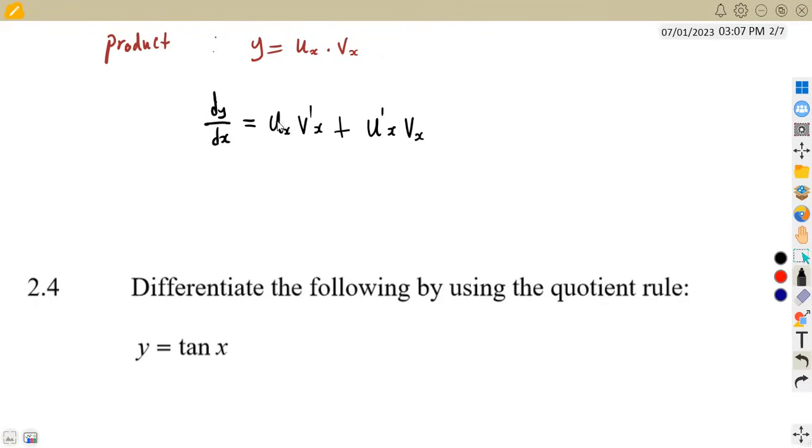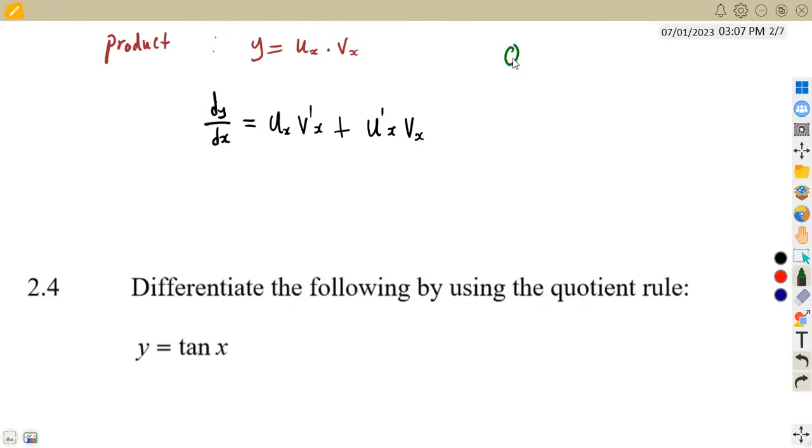So what you simply need is to locate or tell what function is going to represent the u part of your function and what is going to represent the v part of your function. Then once you can tell this, you can find the derivatives and substitute into the formula which you're given on your formula sheet. So that is your product rule. We shall see examples as we move on.